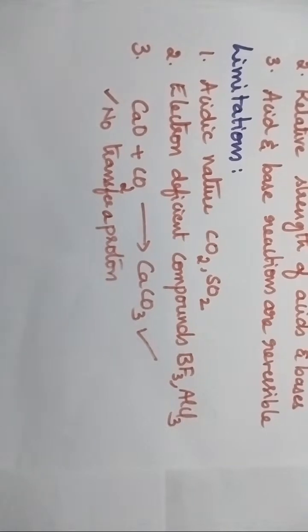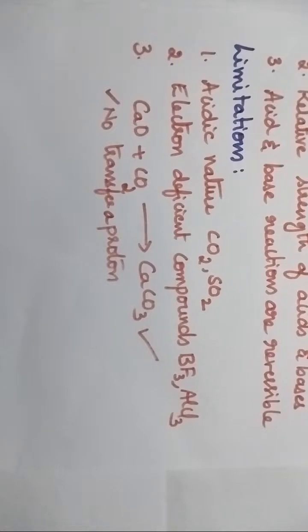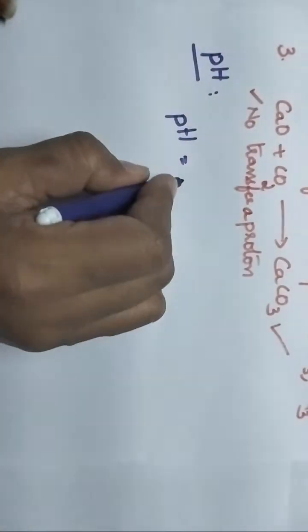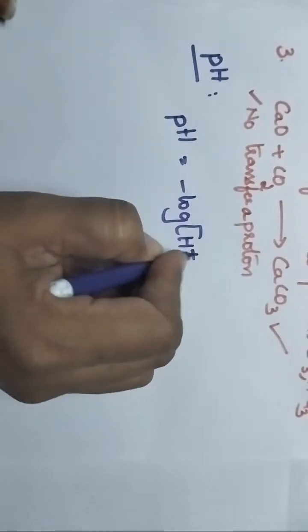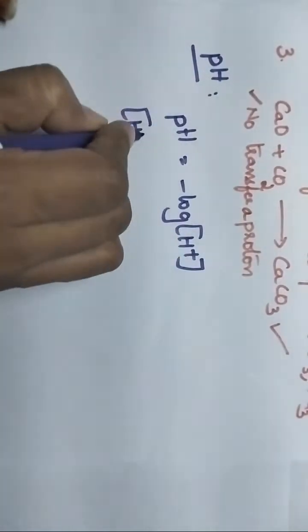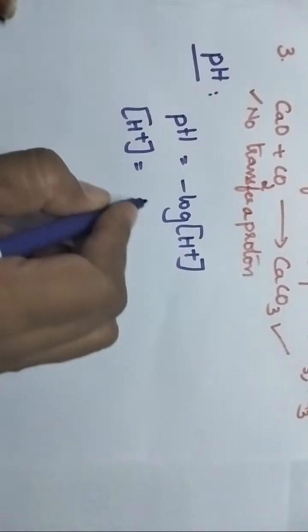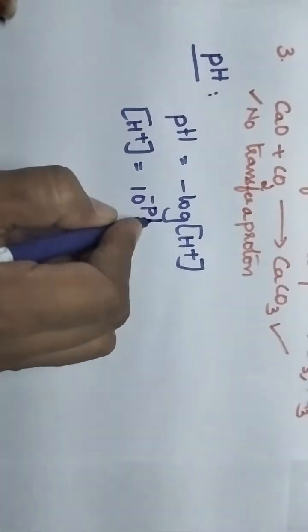Now, let us move on to the pH. So, what is meant by pH? pH means it is the negative logarithm of H plus ion concentration. So, coming to the next concept, that is pH. pH can be defined as the negative logarithm of H plus ion concentration. And from this expression, we can calculate the H plus ion concentration as 10 power minus pH.